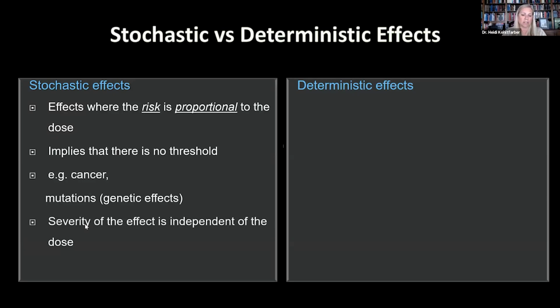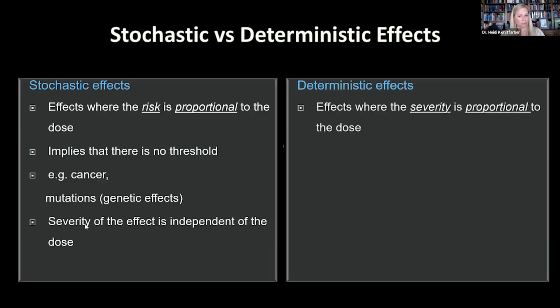Now, the severity of the effect may occur. The severity of the effect is independent of the dose. So if Mrs. Jones is, say, for example, diagnosed with stage 4 cancer, it doesn't necessarily mean she had more dose. It just means at some point, something caused the cancer to begin.